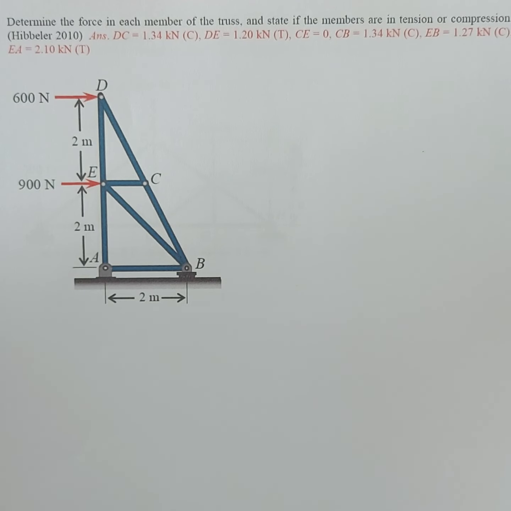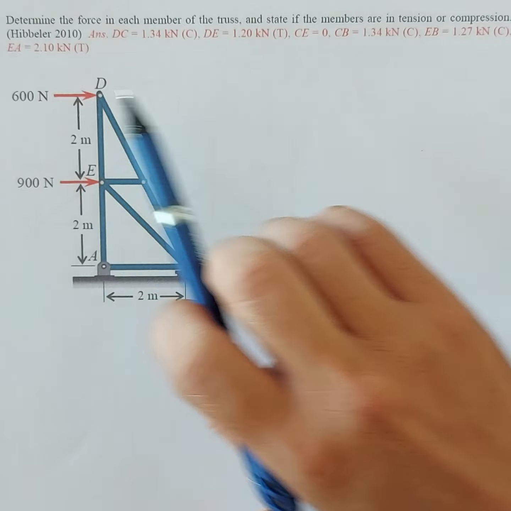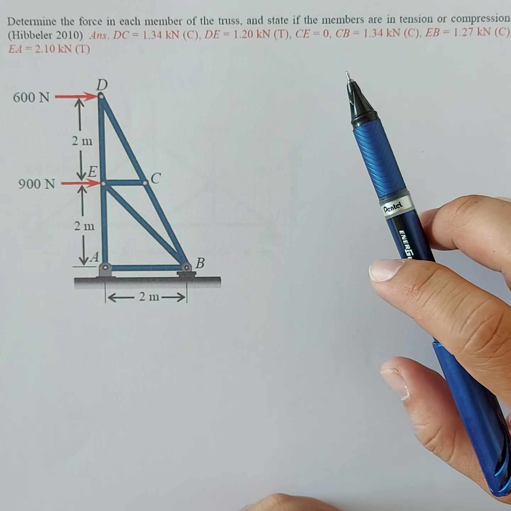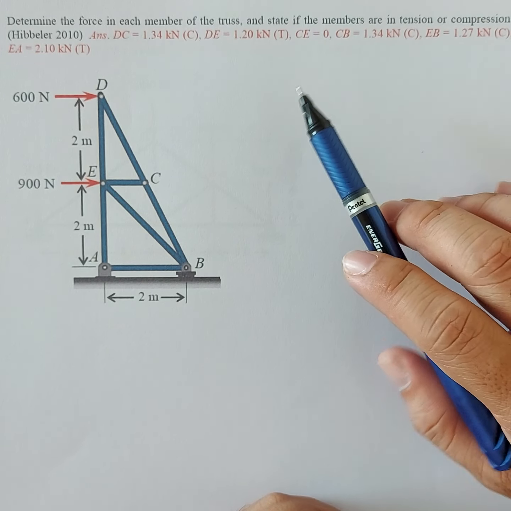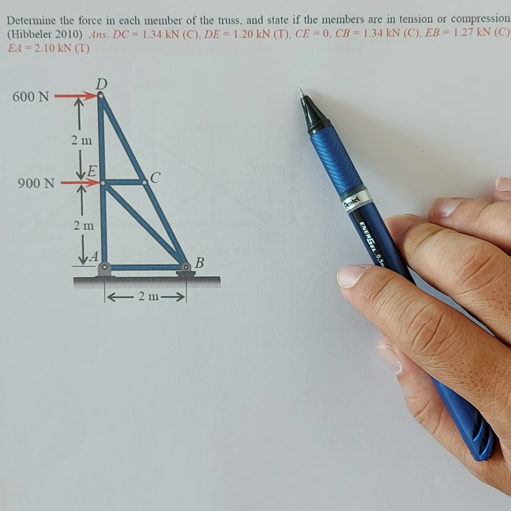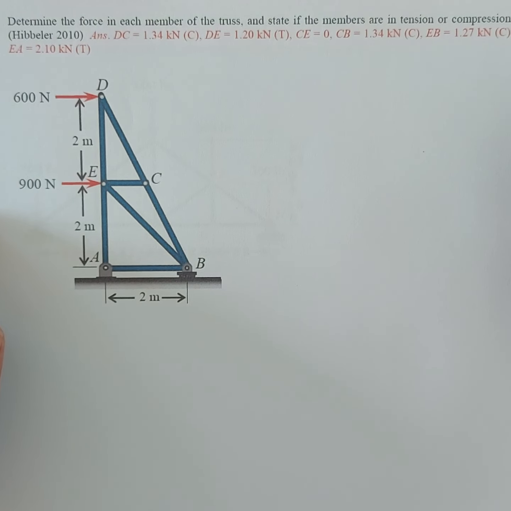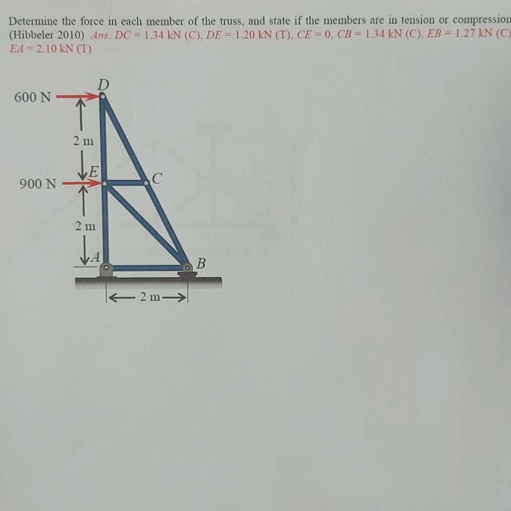Alright, let's solve this problem. Determine the force in each member of the truss and state if the members are in tension or compression. This was taken from the book of R.C. Hibbeler. So these are the answers, so that we can check. By the way, I took this from our module, from the exercises. Although there are solved problems there, you study the solved problems, and we'll solve the problems in the exercises instead.